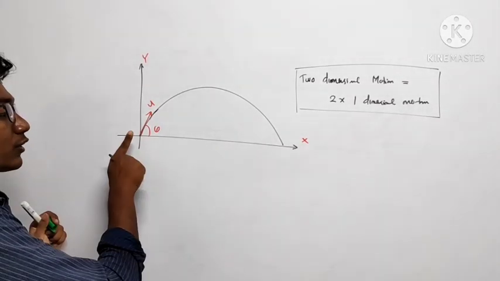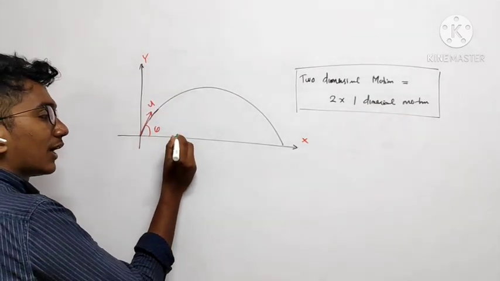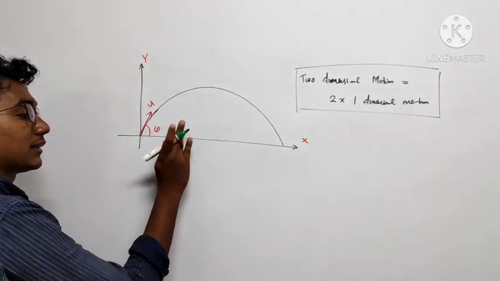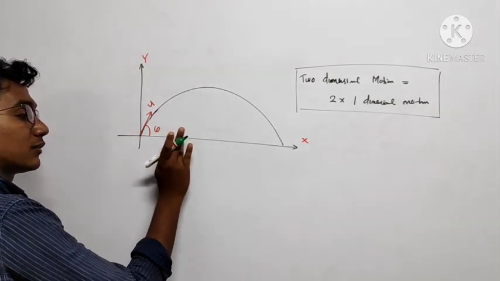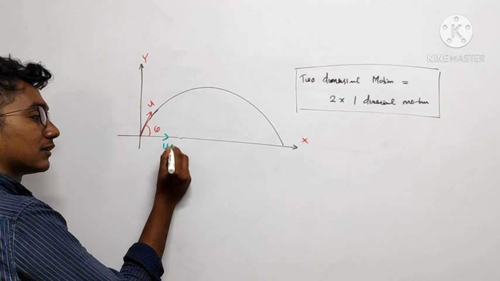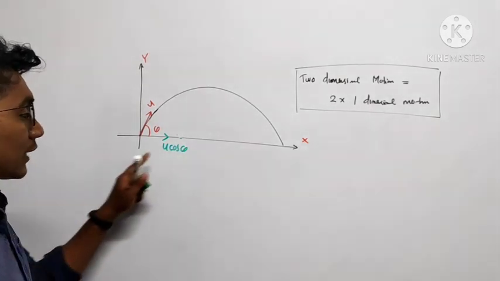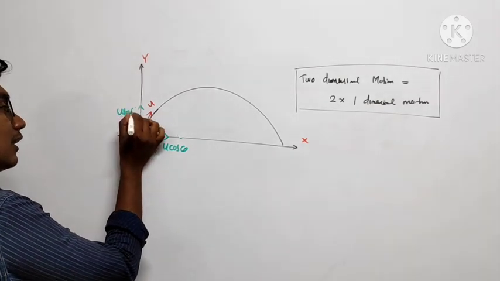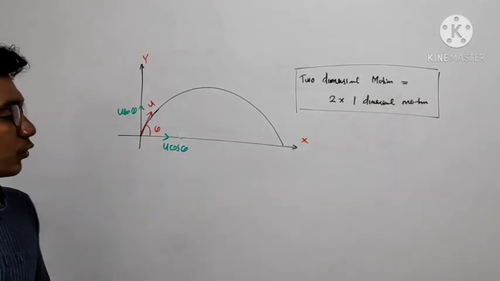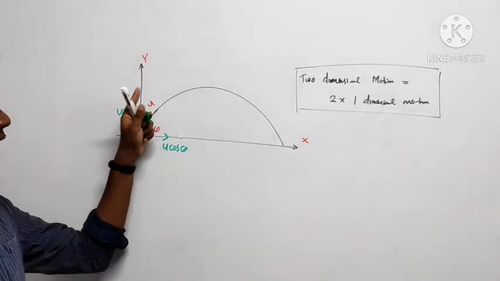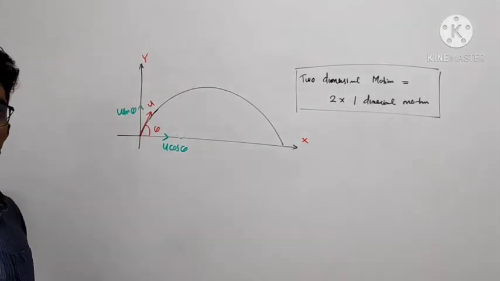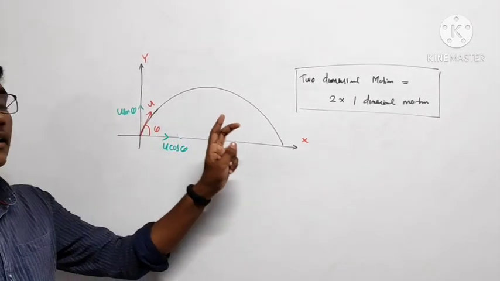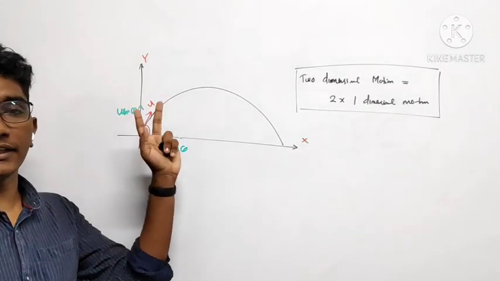Here the u velocity vector is in this direction. So I can take this u velocity vector in two directions. That is, u cos theta along x-axis and u sin theta along y-axis. You got it? Okay, this is what a projectile motion is. It's the basic understanding that you need.